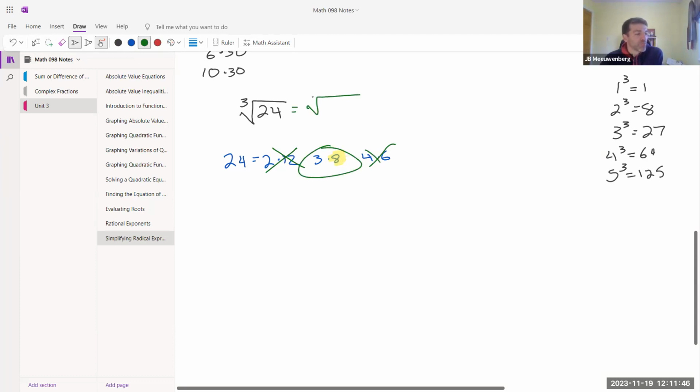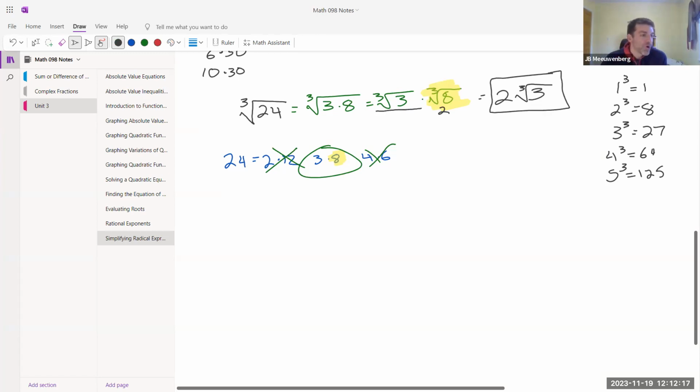We need to take the cube root of 3 times 8, which is the cube root of 3 times the cube root of 8. We can take the cube root of 8, which we know is 2. And so this will simplify to be 2, that's this thing, times the cube root of 3. So the idea here is the same. We're just using cube roots instead of square roots. Try one on your own.